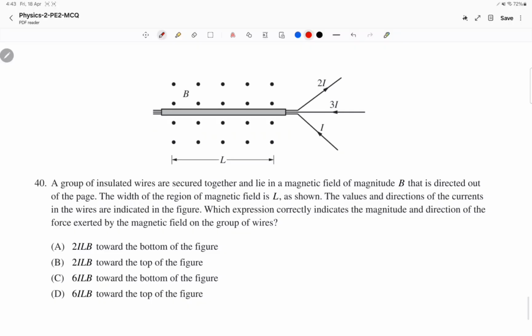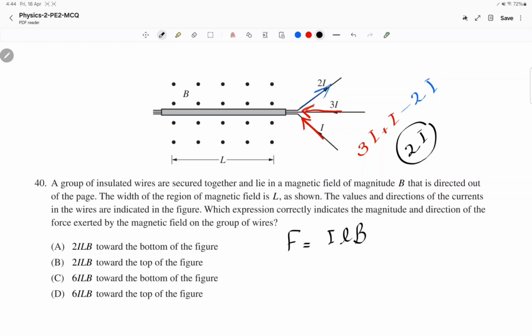Question 40. So let's use Kirchhoff's rule. Here we have 3I going in, I going in, and 2I going out. So we're going to have 3I plus I minus 2I. We get 2I. Now the force on a current carrying wire that is placed within a magnetic field is given by the equation ILB. But here our I is 2I. So it's not C and it's not D.